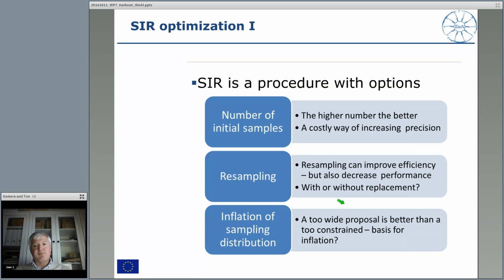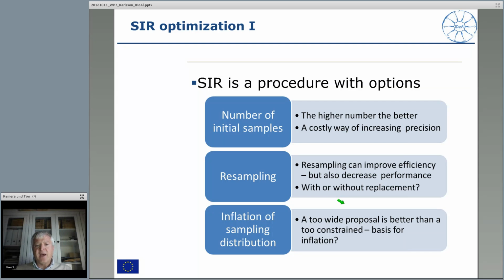And in the resampling, we have another way of potentially improving the efficiency, and that is to resample with replacement, so that a parameter vector that is particularly good in relation to its expectation, that describes the data well in relation to its expectation, might be resampled several times. However, this procedure can also make the posterior worse than the proposal. So it might not always be a good idea, and we have not used it in our final implementations of this.